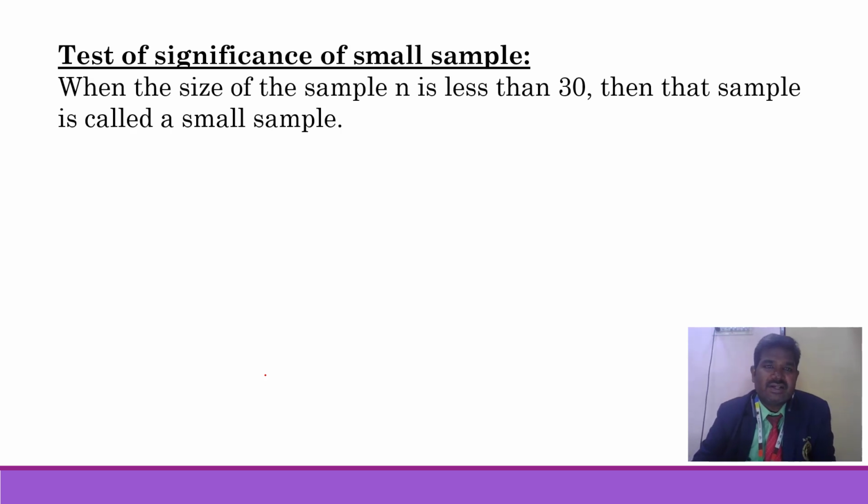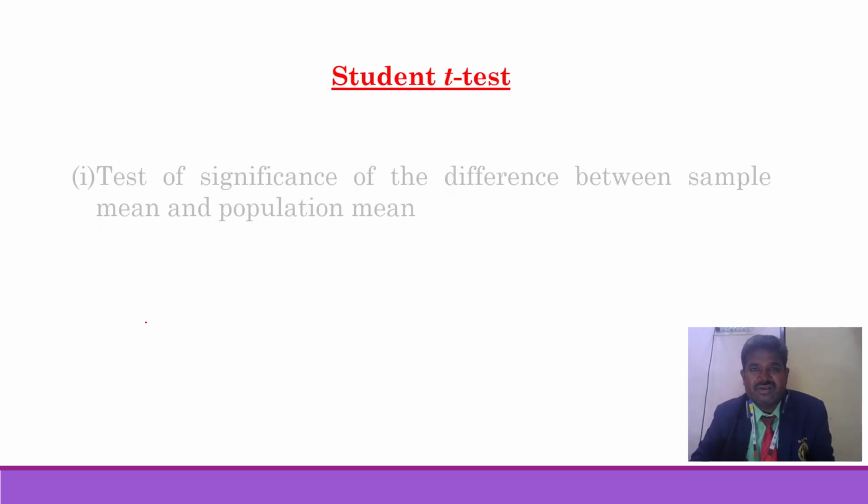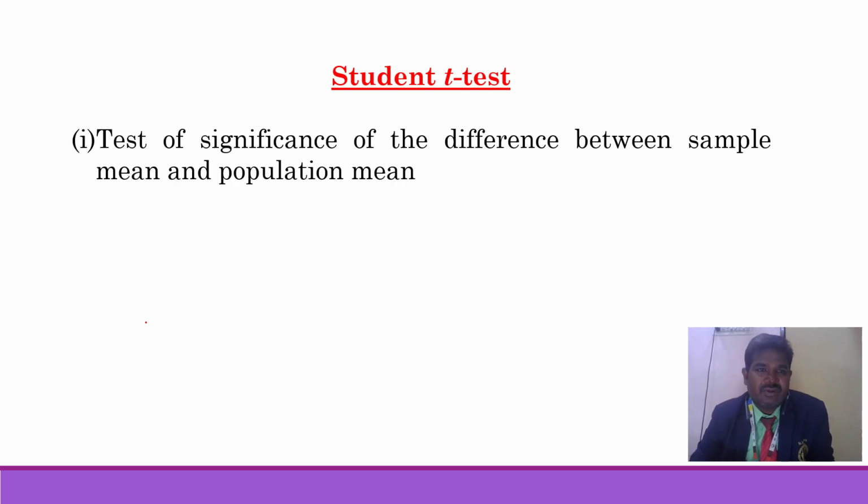So now we are going to see tests of significance of small samples. When the size of the sample n is less than 30, then the sample is called a small sample. We have some standard tests, namely the student t-test, F-test and chi-square test. So first we see the student t-test.